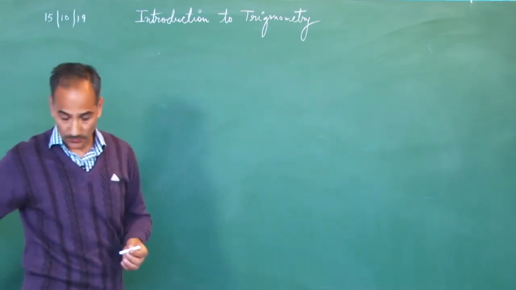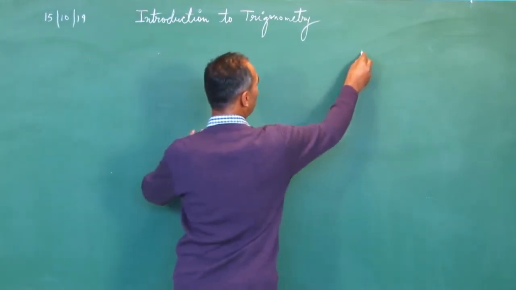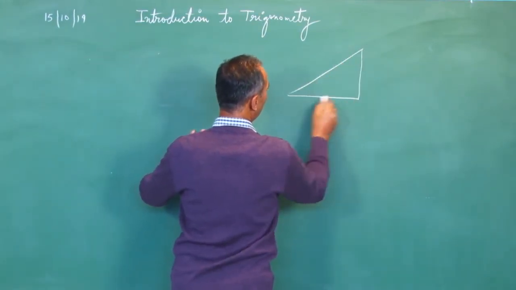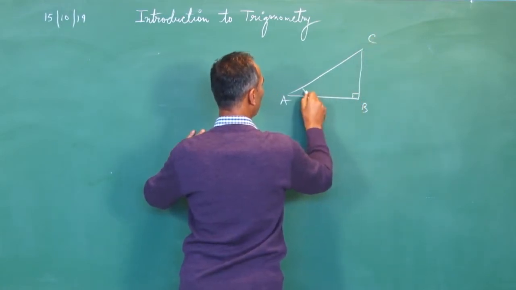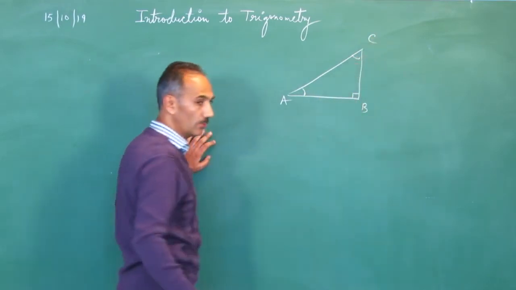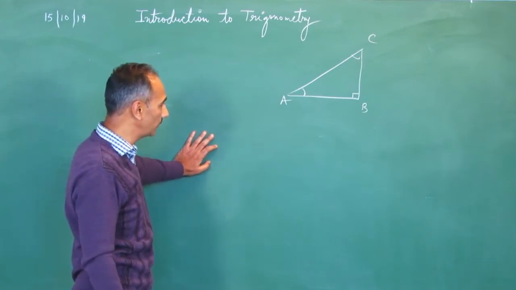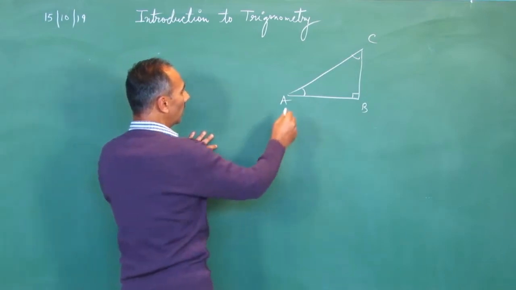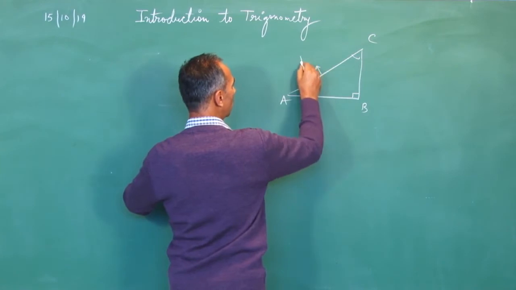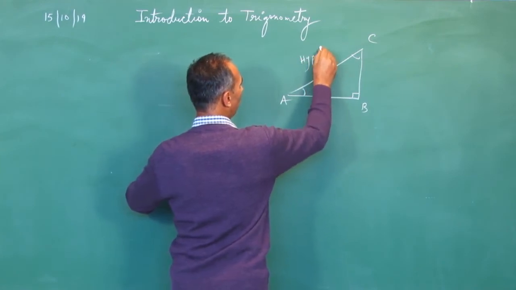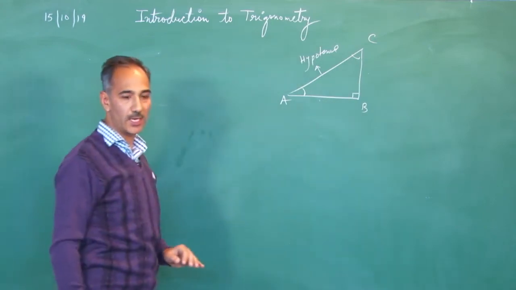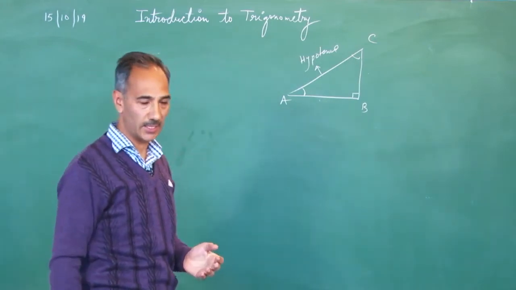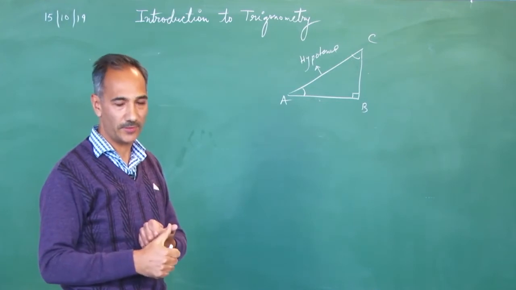Now what we do, we'll take a right angle triangle. Now if this is a right angle triangle, A, B, C, this is a right angle at B. Now angle A and angle C, they are both acute angles, as you know. AC is the hypotenuse. Now AB and BC, both of these are known as legs of a right angle triangle. This is one way of naming them, legs of a right angle triangle.